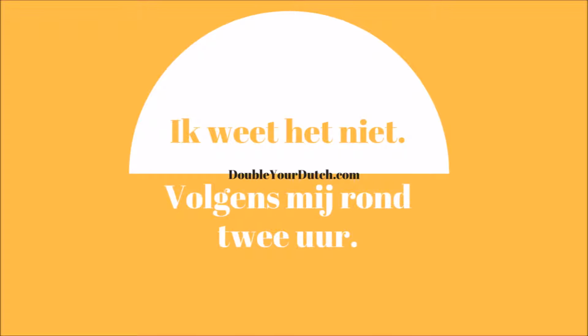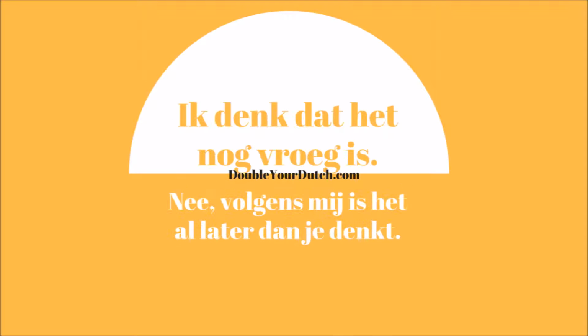Ik weet het niet. I don't know. Volgens mij rond 2 uur. I think around 2 o'clock. So if you don't know what time it is exactly, you can say volgens mij rond 2 uur. Rond is about. Rond is also just round, by the way, like a circle. Ik denk dat het nog vroeg is. I think it's still early. Nog, still, vroeg, early. Ik denk dat het nog vroeg is. I think it's still early.